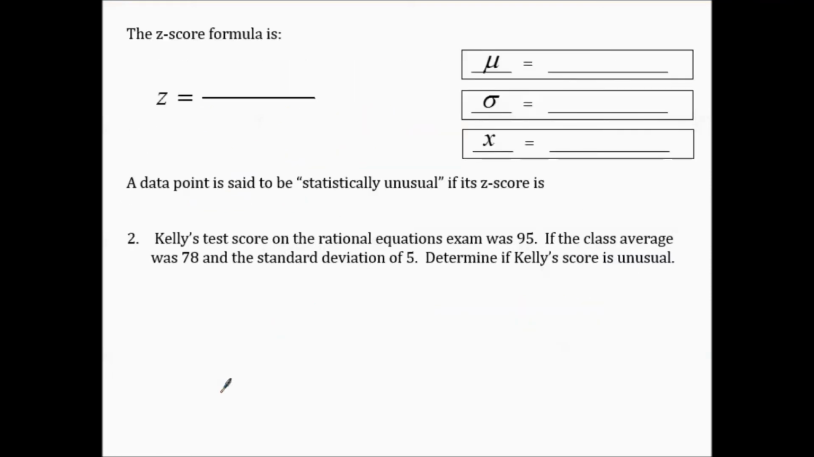Now let's take a look at the z-score formula. And this is on your SOL formula sheet, so you do not need to memorize this. The formula for z-score is x minus mu, which is a Greek letter, divided by sigma. And in this case, mu represents the mean, sigma represents the standard deviation, and x represents our data point.